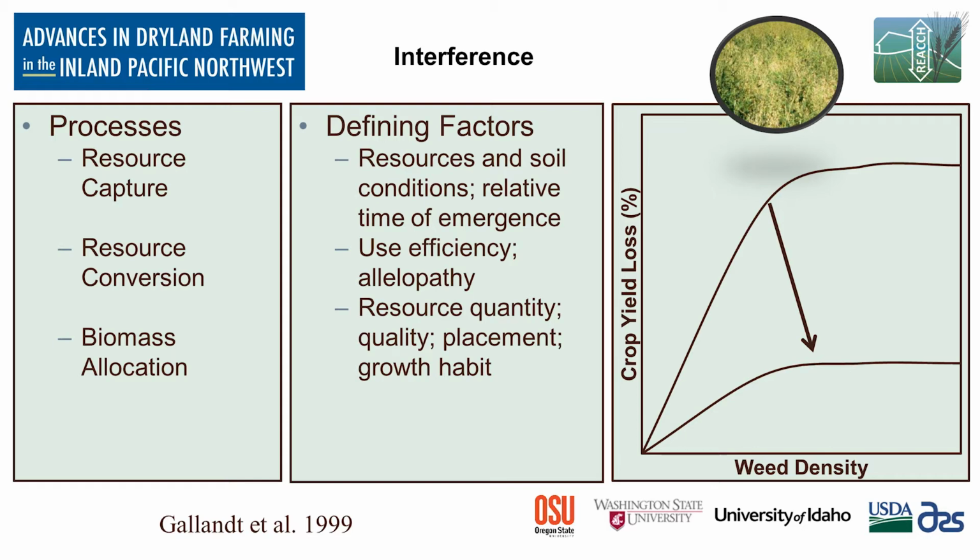So ultimately you get a conceptual framework that looks a little bit like this, where you have crop yield loss on the vertical axis and weed density on the horizontal axis, and by reducing weed density by whatever means necessary, you can ultimately protect yield in the field season.